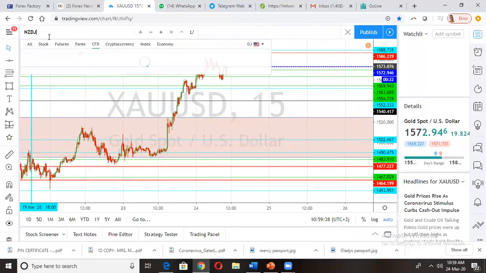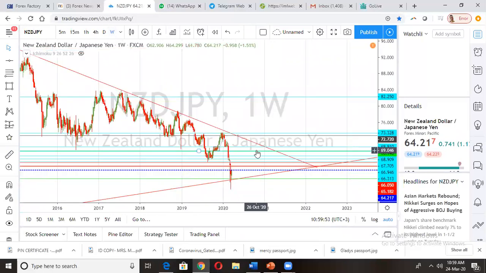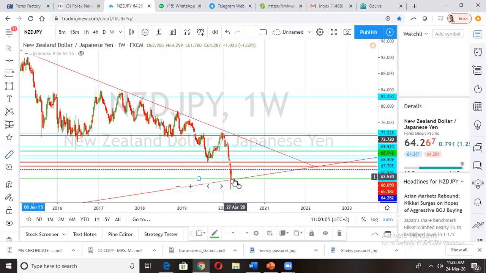NZD pairs can be very rewarding as well. They may not move as fast as you want them to, but they do move. I feel like we are on a buy on NZD. Let's see what this market is. Yep, NZD JPY is on a buy, and I see we're gonna go about 60 pips. Move slowly though, but 60 pips isn't too bad. 100 pips actually.